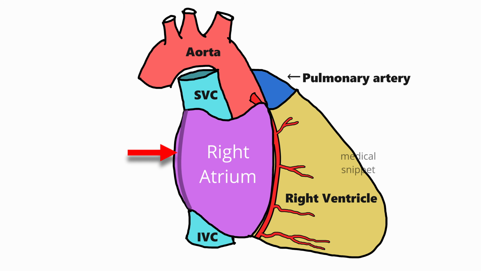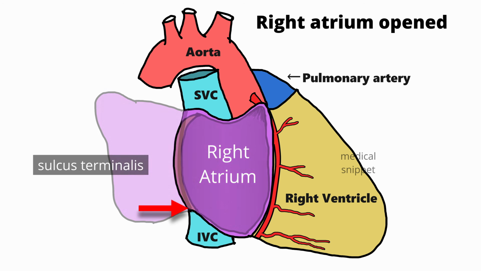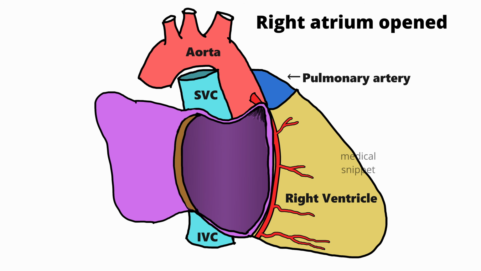This is the sulcus externally, called sulcus terminalis, extending between right sides of the opening of the two vena cava. Sulcus terminalis internally corresponds to crista terminalis. The interior or the cavity of right atrium is divided into two by crista terminalis into smooth sinus venarum and rough atrium proper.